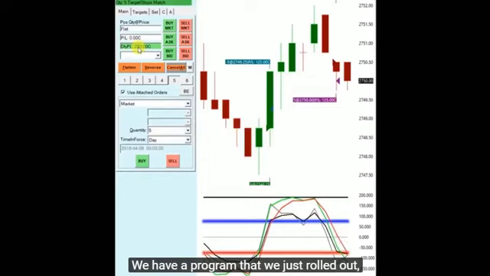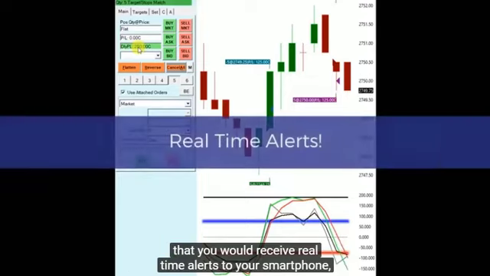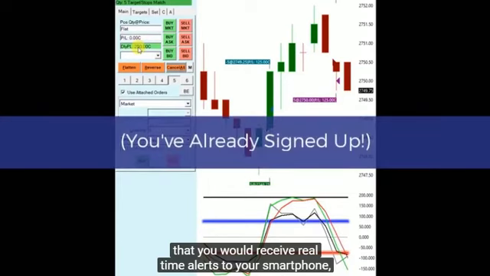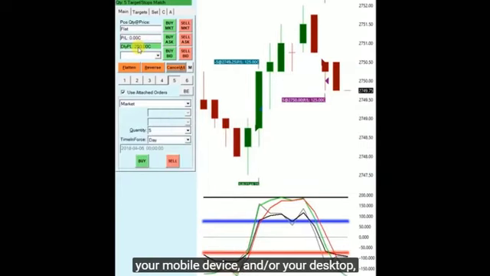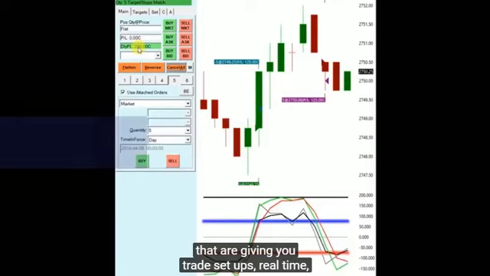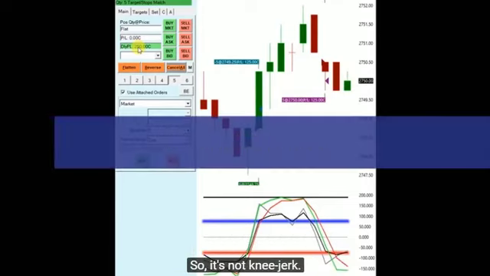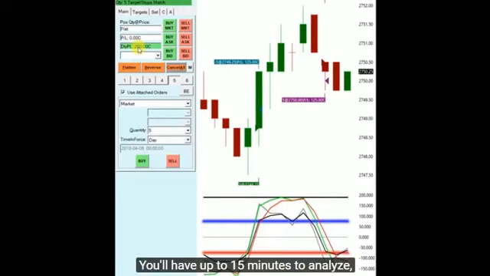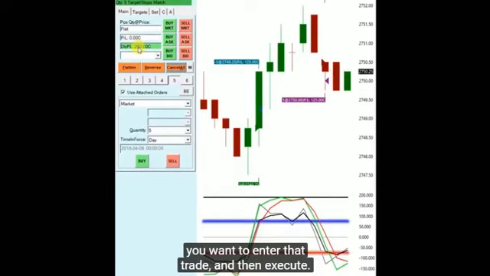We have a program that we just rolled out where you would receive real-time alerts to your smartphone, your mobile device, and/or your desktop that give you trade setups in real time within 15 minutes. So it's not knee-jerk. You'll have up to 15 minutes to analyze and determine whether or not you want to enter that trade and then execute.